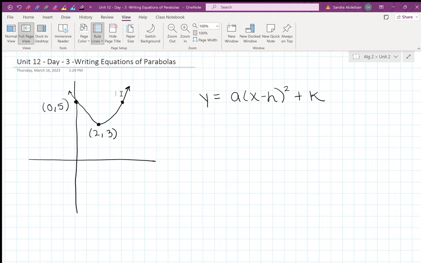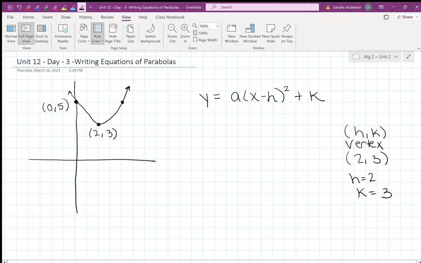Okay. All right, so here we know this is going to be a vertical parabola, so it's y equals a times the quantity of x minus h squared plus k. So we know h comma k is the vertex. Our vertex is the point 2, 3. What does that mean? H is 2 and k is 3. So now I know I have y equals a times x minus 2 squared plus 3.